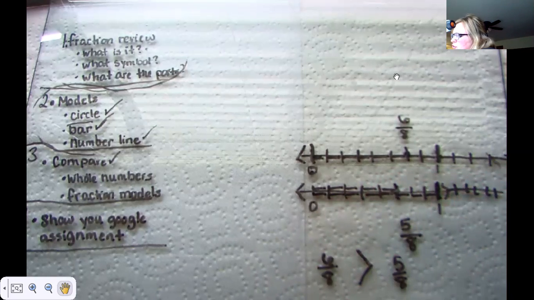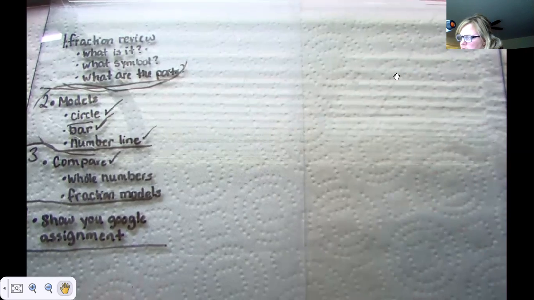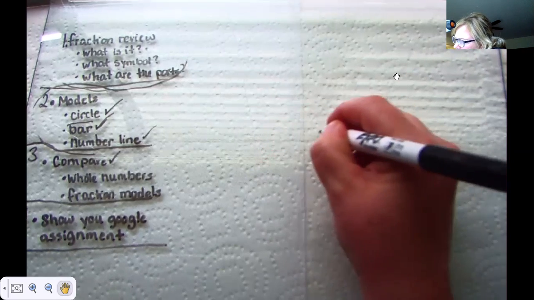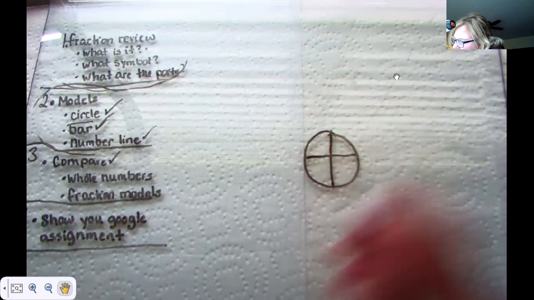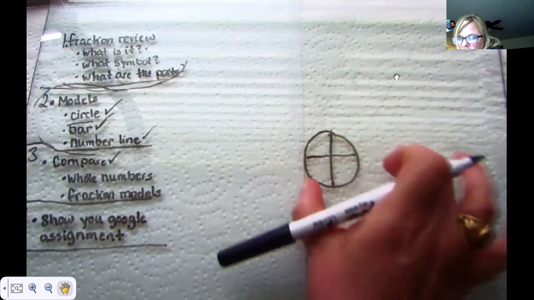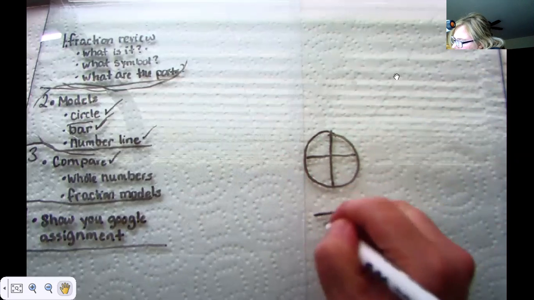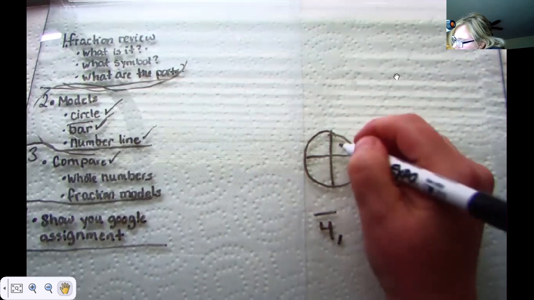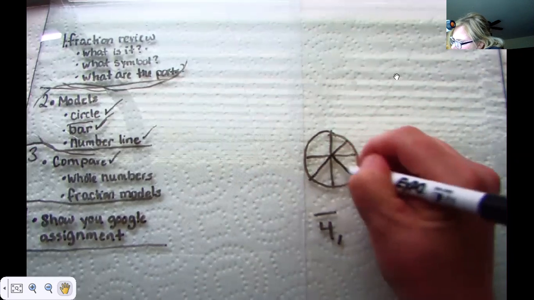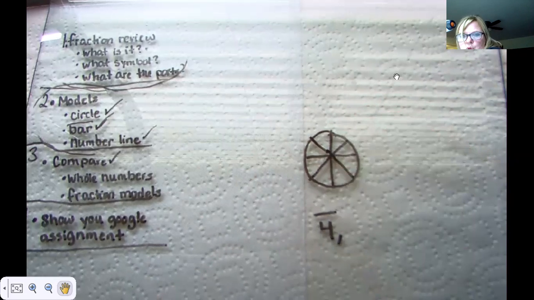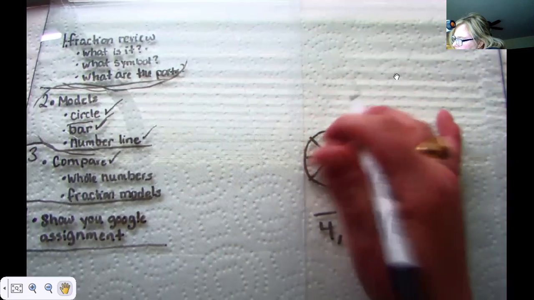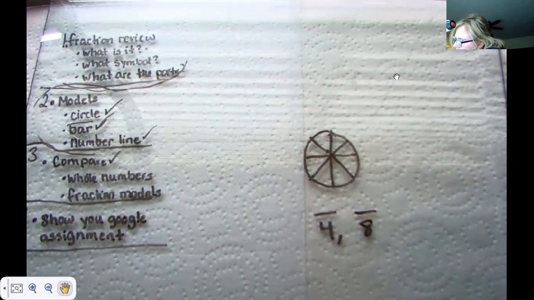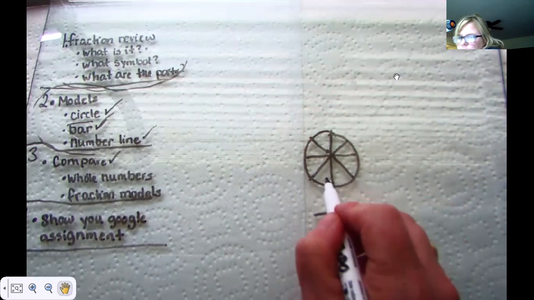Another thing that you need to notice is, as we go back to a circle, what's happening to my denominator? I identify my whole. It's divided into 4 equal parts. That's my denominator. Now I'm going to do this. What's my denominator? My whole is there: 1, 2, 3, 4, 5, 6, 7, 8. Okay. But did you notice what happened to the parts?